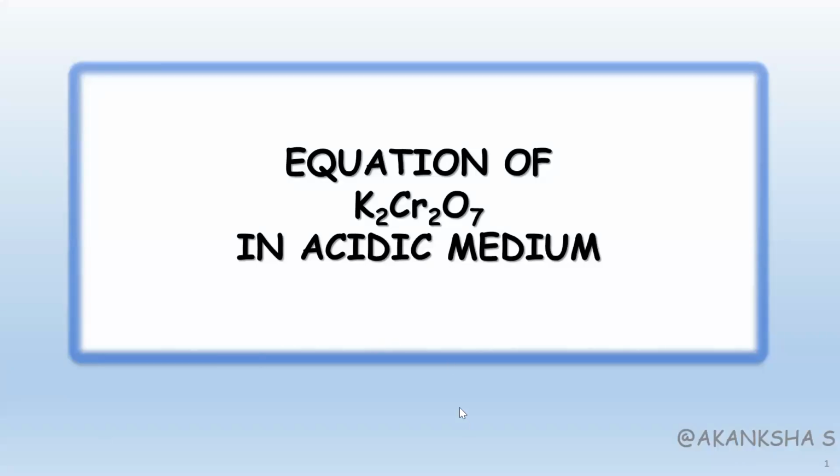Hello everyone. We are going to understand today what happens to potassium dichromate in acidic medium. So we are going to construct a general equation in order to understand the reaction of potassium dichromate under conditions where there is excess of protons. Okay. So for this, we'll first understand the basic logic.